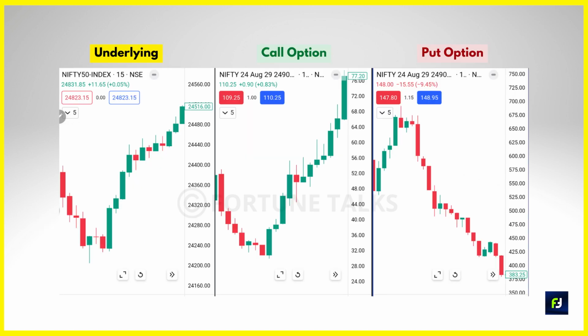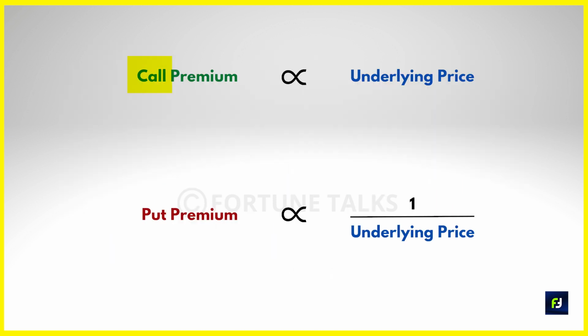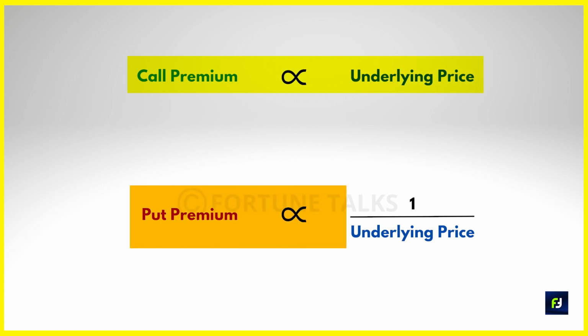As we have discussed many times, the value of a call option moves higher while that of a put option moves lower when the price of the underlying rises. Similarly, the value of a call option moves lower while that of a put option moves higher when the price of the underlying falls. In other words, the value of a call option and the underlying price are directionally proportional, while the value of a put option and the underlying price are inversely proportional.